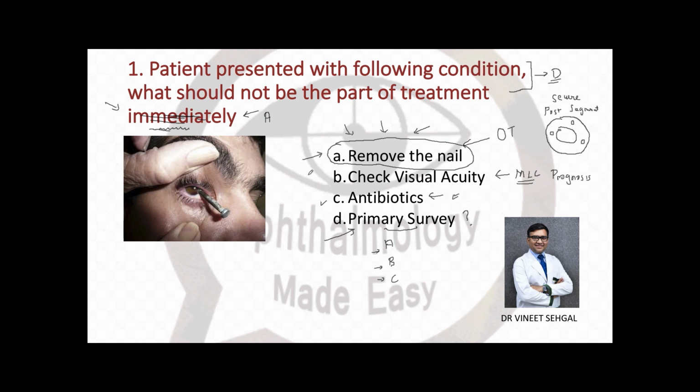Remember, you have to eventually remove the nail. You cannot make the patient lie down with the nail for all his life. So maybe it is not an immediate measure, but definitely it is a measure that you have to take. You cannot make the patient live with this nail. So the answer here, if immediately is mentioned, should be A. If immediately is not mentioned, then my answer here is D.